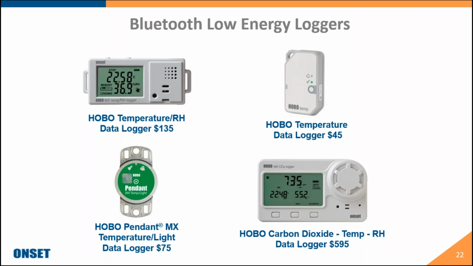And lastly, in the bottom right-hand corner is our MX1102A carbon dioxide, temperature and relative humidity data logger. I'm sure everyone is familiar with the COVID restrictions that are out there, and this is actually a great data logger to verify that your HVAC systems are circulating air as needed. I believe with COVID regulations for school openings, it was about 3 circulations per hour that the HVAC system needs to do. So this is a very cost-effective method for verifying that.